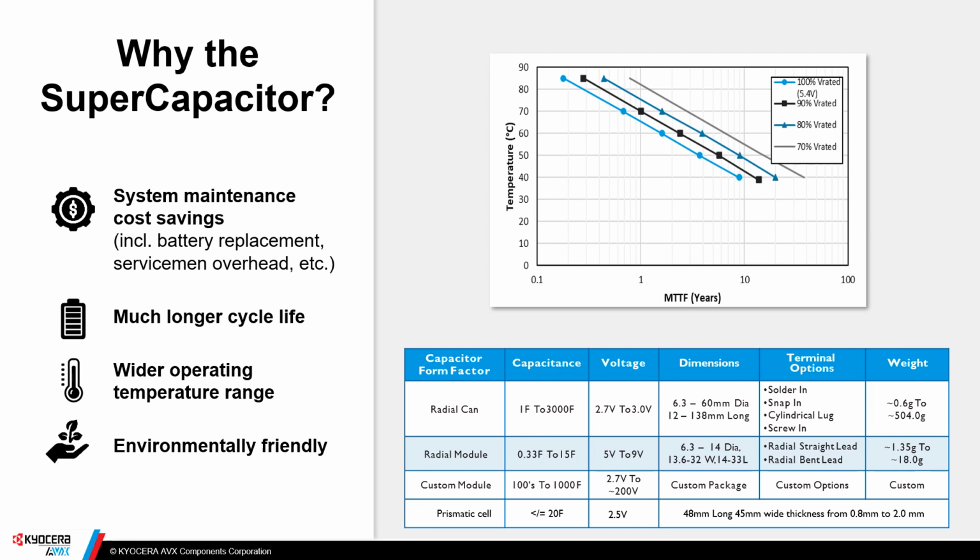Now, custom modules, those actually have a very large capacitance. They tend to be a much higher voltage as well, and therefore they're intended for more of a high power end system, perhaps power holdup or power drives in motors, etc. Now, all of these charts and comparisons, especially the temperature and voltage derating, really reinforce that these parts can be very reliable in end systems.